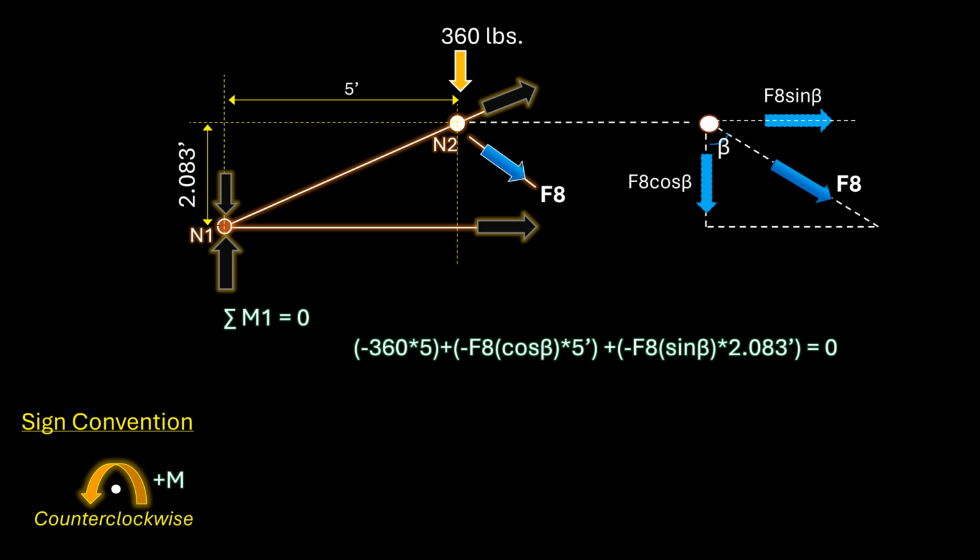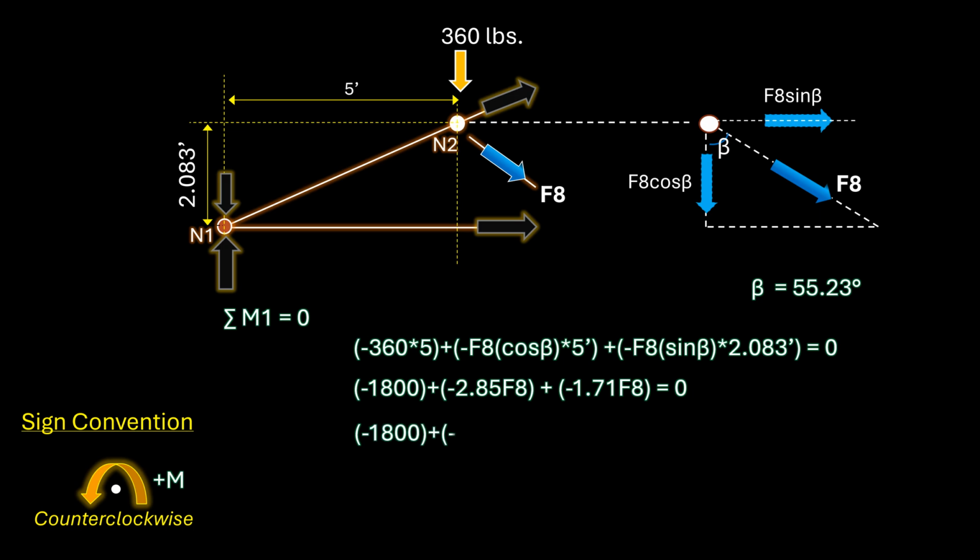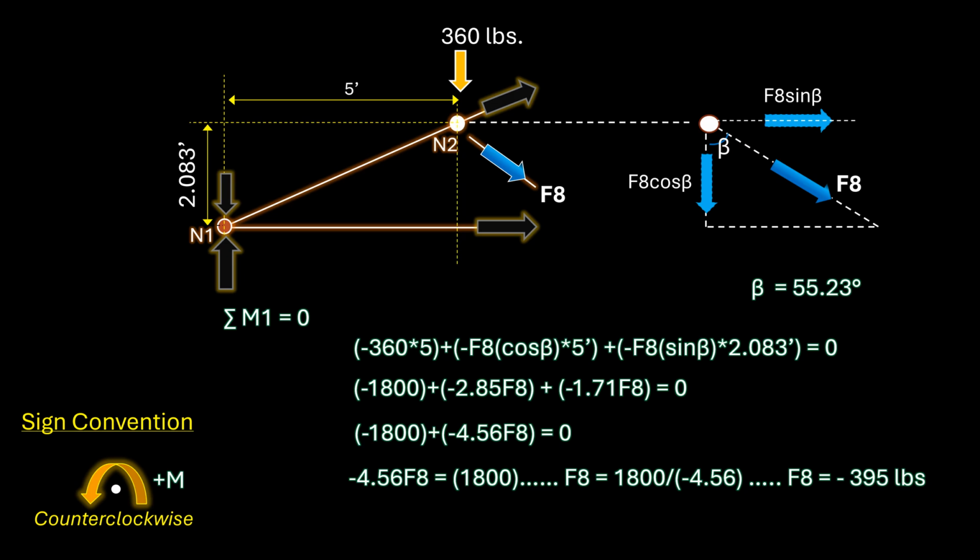We know that beta is 55.23 degrees, so the equation becomes negative 1800 minus 2.85 F8 minus 1.71 F8 equals 0, which is negative 1800 plus negative 4.56 F8 equals 0. Solving for F8, we get F8 is negative 395 pounds. This means that F8 is a compressive force and not tensile as was previously assumed. This is how we use the method of sections to solve for an unknown member force.